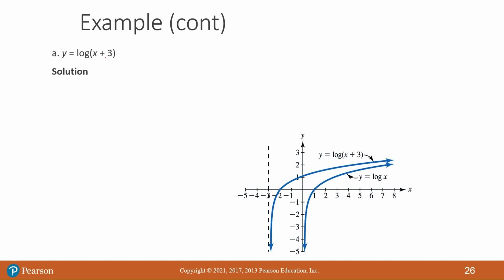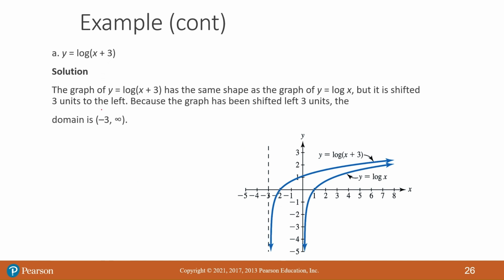Keep in mind that 3 is on the inside, and it's positive. So we should have a shift to the left, 3 units. So it says the graph of y equals the log of x plus 3 has the same shape as the graph of y equals the log of x, but is shifted 3 units to the left. Like I said, 3 units to the left. Okay, because the graph has been shifted 3 units to the left, now the domain has been shifted from 0 to infinity to basically -3 to infinity.